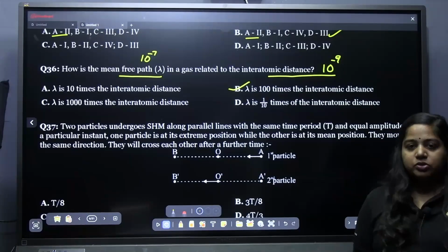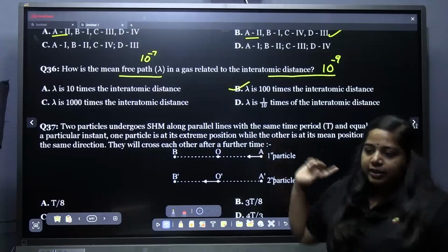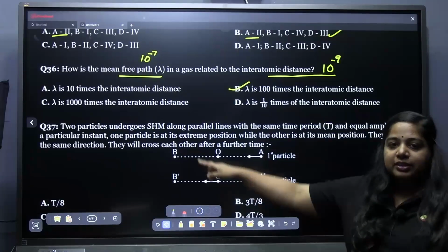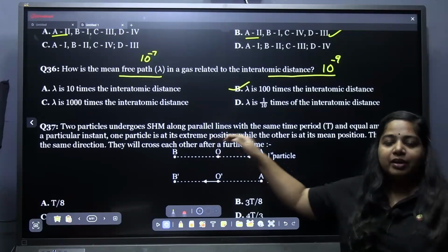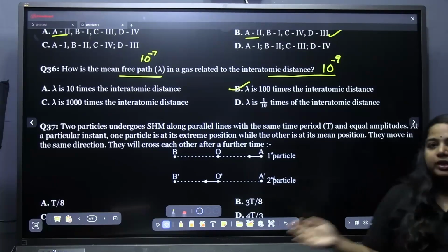It is a concept, a theory based question. I hope it's clear for all. Mean free path is in the range of 10 to the power minus 7 and interatomic distance is 10 to the power minus 9. So 100 times more.